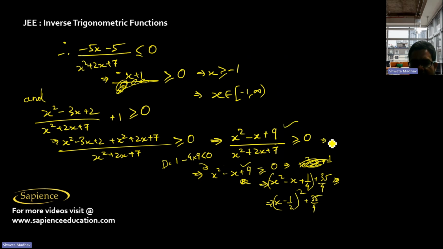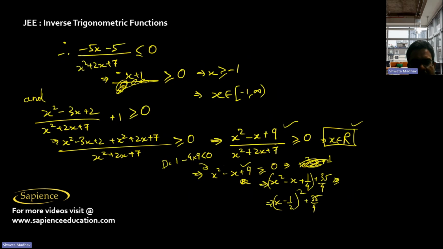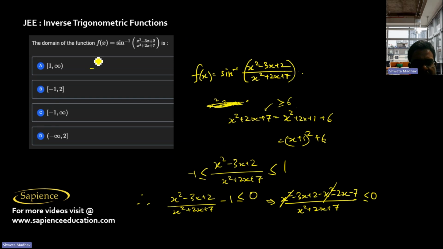So this will come, x belongs to R. For any real number x, this will be more than or equal to 0. So it means their intersection will be minus 1 to infinity only. So therefore, the domain of this function is minus 1 to infinity. Option C is the correct answer.